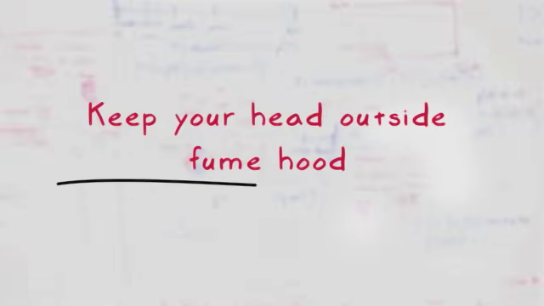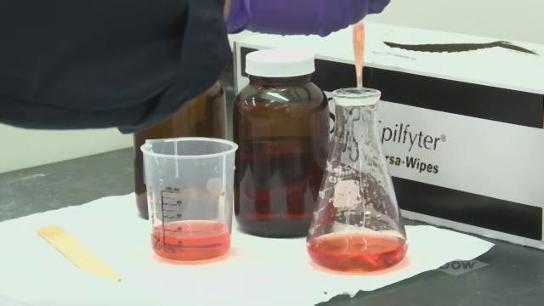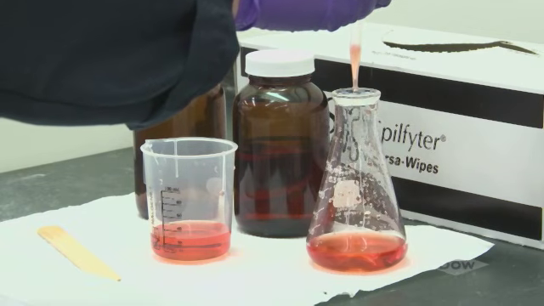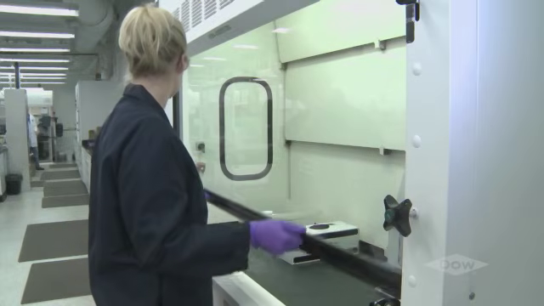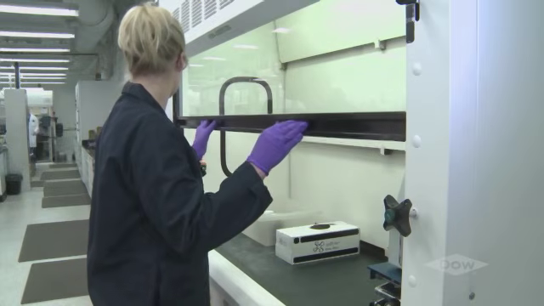Heather never forgets this next step. To avoid exposure, she doesn't put her head inside the fume hood. You should be sure to keep all body parts, other than hands and arms, out of the fume hood during hazardous operations. Here you can see how Heather properly positions the sash for optimum safety.